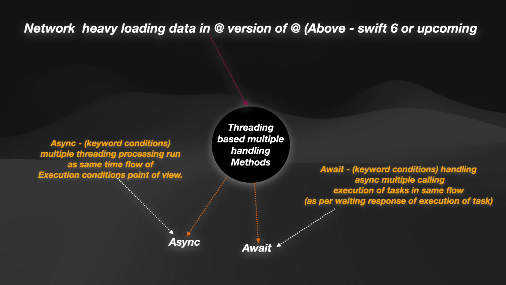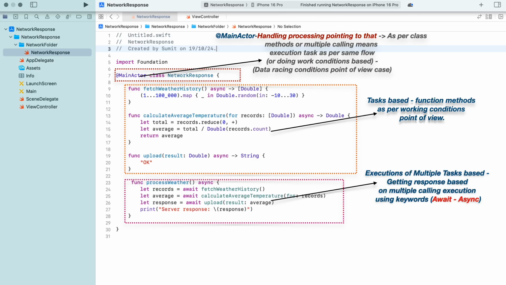The use case flow points to the async await keywords in Swift 6.0 and above for handling multitask execution. In figure 1.4, see some detailed info. First, @MainActor means the class file is ready for multiple executions, with the latest keywords or methods inside the file using the new async await keywords as per Swift 6.0 for multiple threading processes.